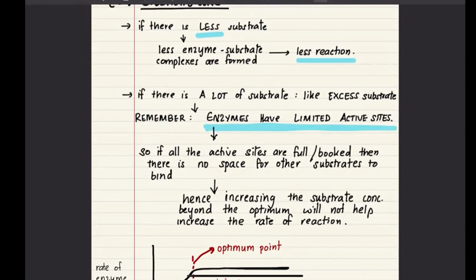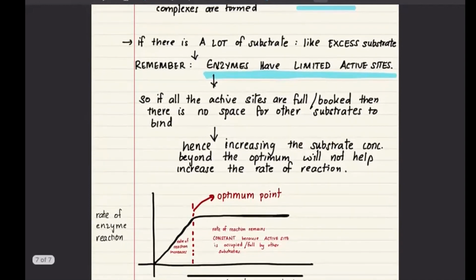So what happens when we have a situation like that? The active sites will obviously get full and booked. It's like going to a hotel and they tell you that they don't have a room because they're all booked. It's similar to that. The active sites are booked, or there's no space for them to bind to more substrate. If you increase the substrate concentration beyond the optimum, there's no point, because the reaction is already taking place at its maximum. So if you increase the substrate concentration, nothing's going to happen. The reaction is just going to remain as it was at the optimum point.